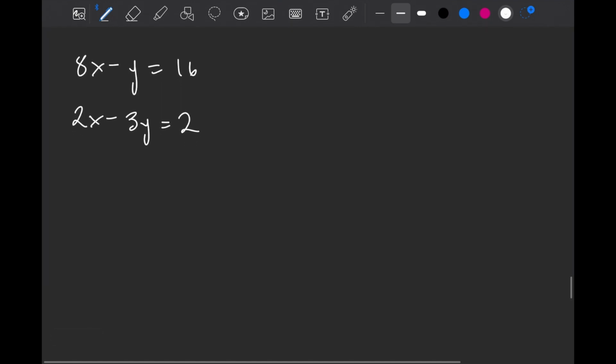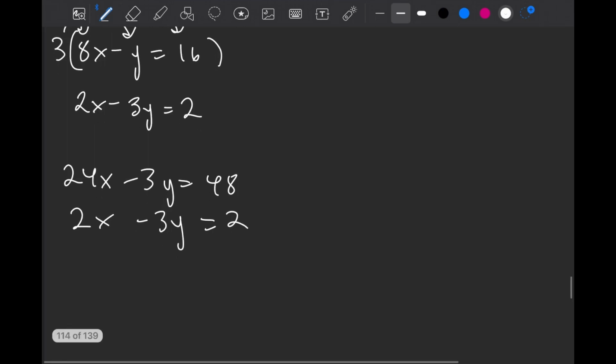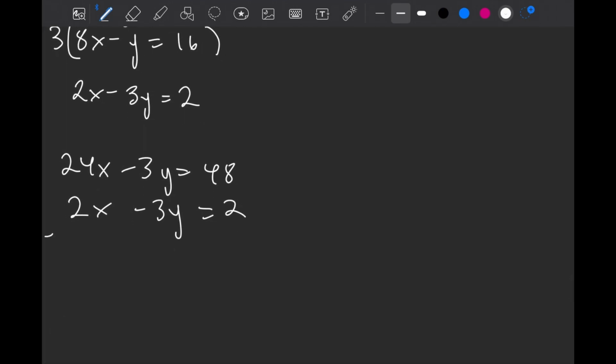Let's try this one: 8x minus y equals 16, and 2x minus 3y equals 2. What I'm going to do is work on the y's. So if I make this a 3 and multiply it in, and then we have 2x minus 3y equals 2. I can cancel it if I do subtraction. So I'm going to subtract.